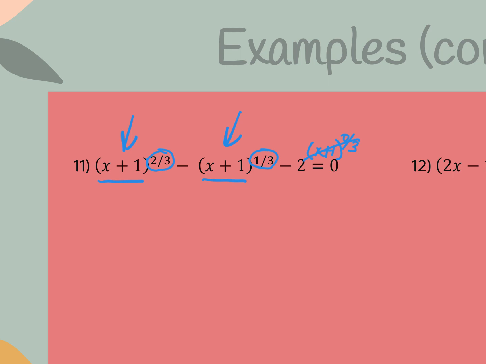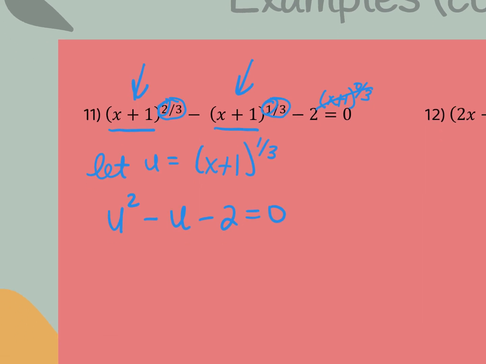So the first thing I'm going to do is decide what I'm going to let a letter equal. We'll use u. It's called u substitution. I'm going to let u equal x plus 1 to the 1/3 power. Always set it equal to whatever the middle term is. Then I can look at this as a factoring question. This would be u squared minus u minus 2 equals 0. See, this is squared, this is to the first power, and that's to the 0 power, which gives me just the number 2. And now we can just factor like normal.